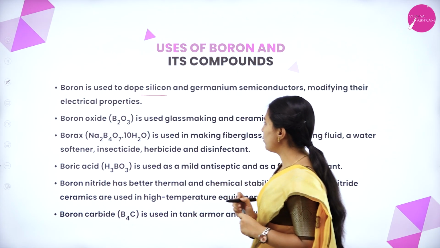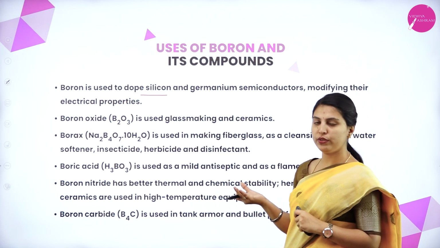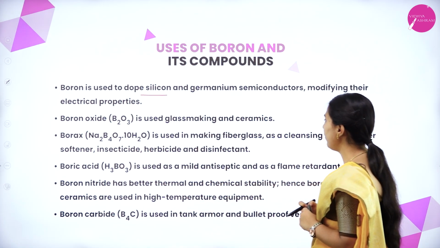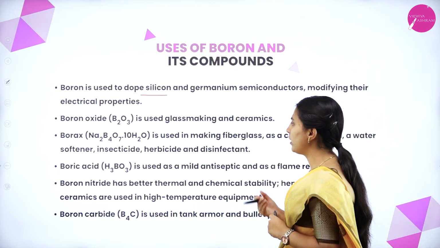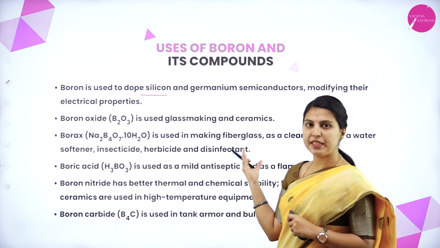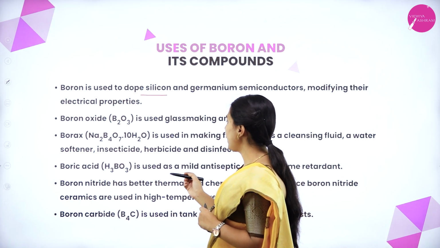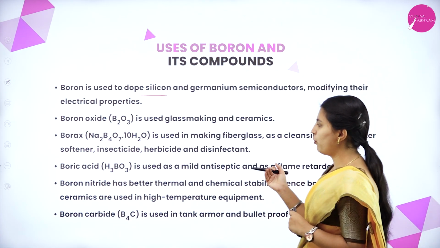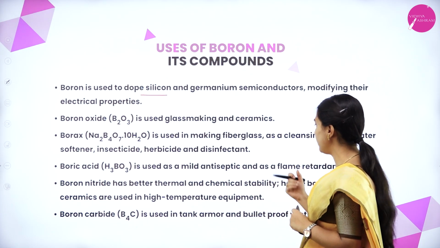Boron oxide is used in glass making and ceramics. Ceramics, you know, in the laboratories we use china dishes and all. Borax is used in making fiberglass, as a cleansing fluid and water softener, insecticide, herbicide and disinfectant. Majorly as pesticide or insecticide, borax will be used. Boric acid is used as a mild antiseptic and as a flame retardant. Boric acid is used as a mild antiseptic, so as not to get infected, that is antiseptic.